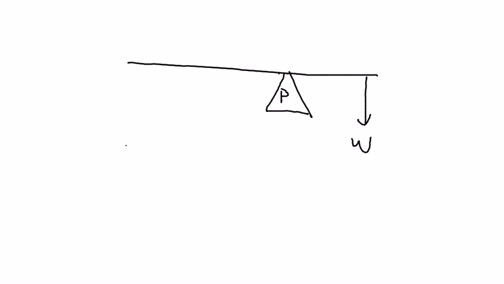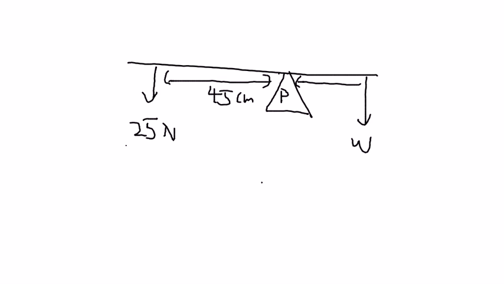in examinations. So here we have a beam, and this is the pivot right here. This is the force W downward over here, and another force of 25 Newton is over here. The perpendicular distance from the 25 Newton to the pivot is given as 45 cm, and the perpendicular distance from W to the pivot is 15 cm, and the beam is balanced.